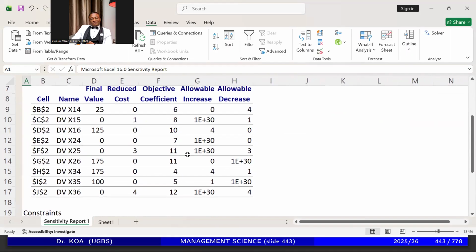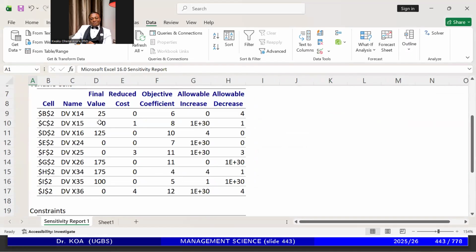Let me just show you this one. So what does this mean? Look at the final value. The final value actually means that, who can tell me what it means? Forget about the zeros. That's what it first of all means. And then only transport 25 from Kansas City to Chicago. Kansas City is number 1. Chicago is number 4. Send only 25.